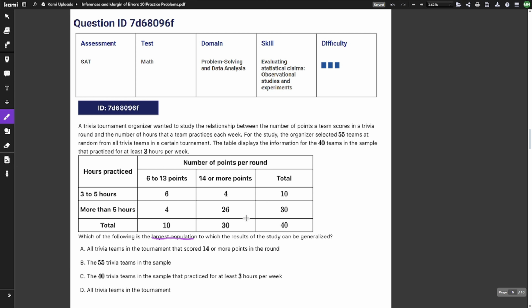So once again, they're asking for the largest population, so let's look at our sample. We don't care about this number: teams at random from all trivia teams in a certain tournament. So it's going to be all trivia teams in a certain tournament. Let's see, all trivia teams in the tournament, yep, but scored 14 or more points, we don't need that condition. B, the 55 trivia teams, don't care about the numbers, so no. C, the 40 trivia teams, don't care about the numbers, so also no. And then D, all trivia teams in the tournament, yep, so our answer is D.